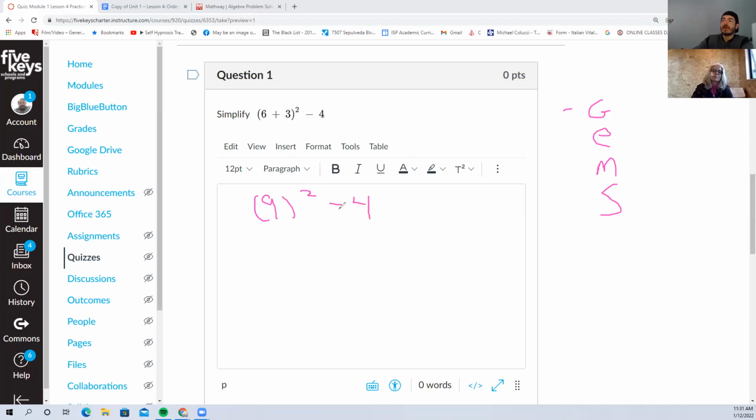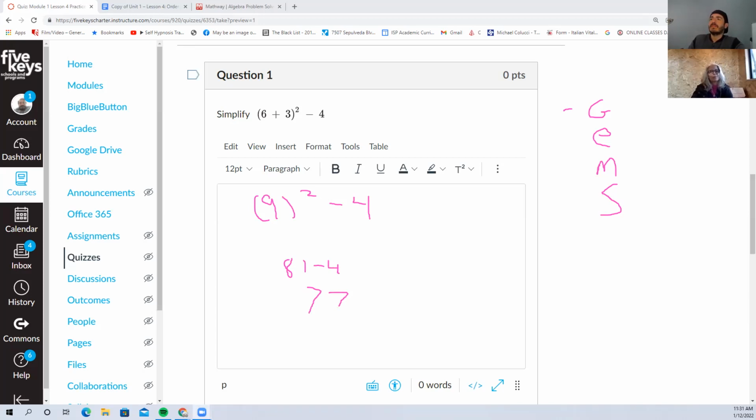And now I have two operators. I have an exponent sign and I have a subtraction. The exponent is going to come first. So 9 times 9 is 81. Minus 4. And we know that 81 minus 4 is 77.